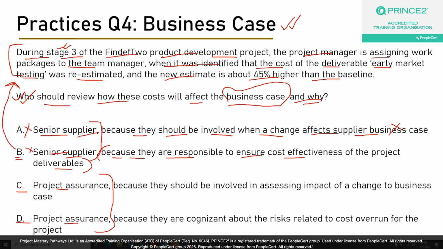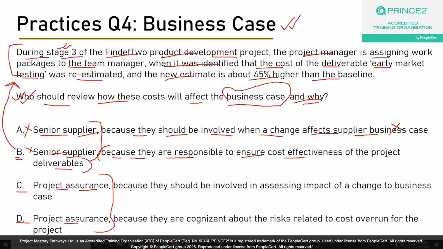Okay, now let's look at option C. Project assurance. Now we are talking, right? Because project assurance is definitely the role who assesses any impact which might come into the business case, and executive, senior user, senior supplier, they are all part of the project assurance. Okay, they all oversee the project assurance role and responsibility.